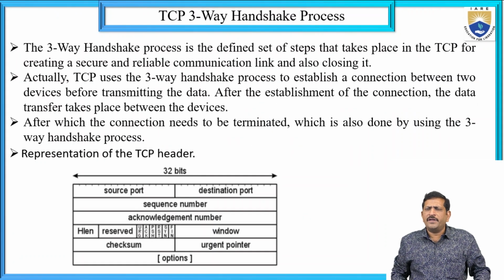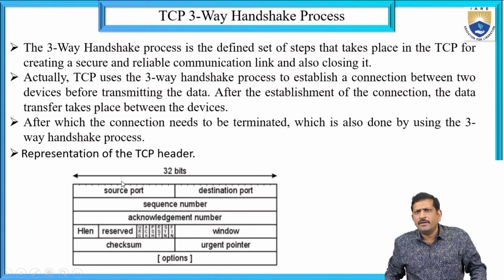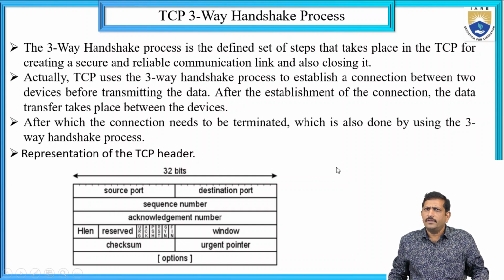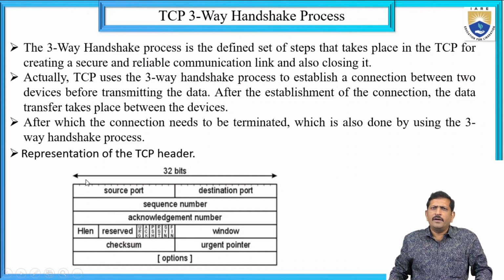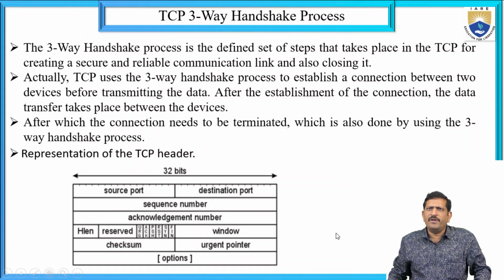After completing the data transmission, we can disconnect those data transmission services. So this is the representation of the TCP header. The three-way handshaking process is a defined set of steps that take place in TCP for creating a secure and reliable communication link between server and client. After completion of the communication between the server and client, it is terminated, it is closed.